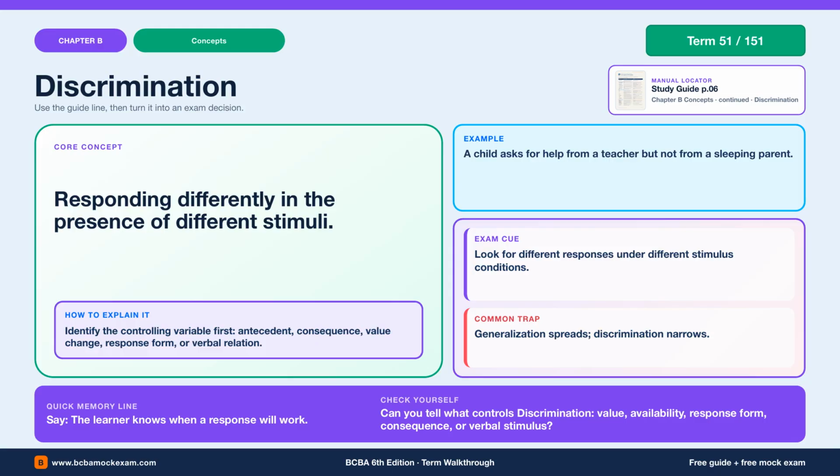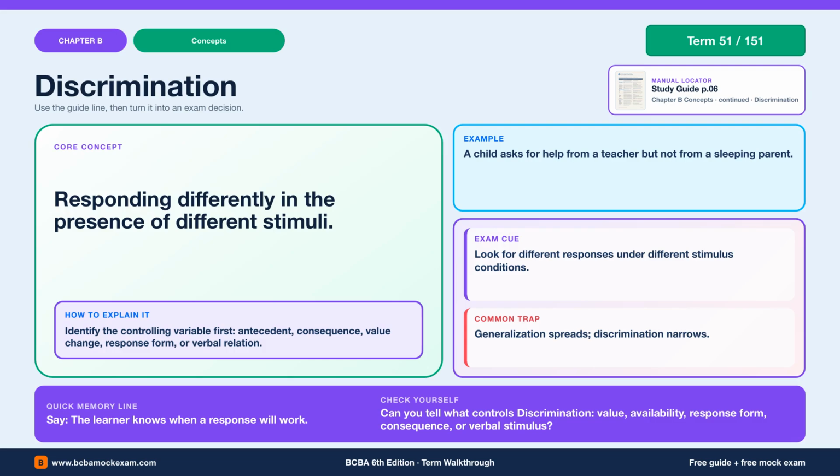Discrimination. Discrimination means responding differently in the presence of different stimuli. For example, a learner says dog when seeing a dog and does not say dog when seeing a cat. The exam cue is different responses under different stimulus conditions. The trap is thinking discrimination is a negative social word. In ABA, it means behavior comes under appropriate stimulus control. Memory line. Different cues, different responding.